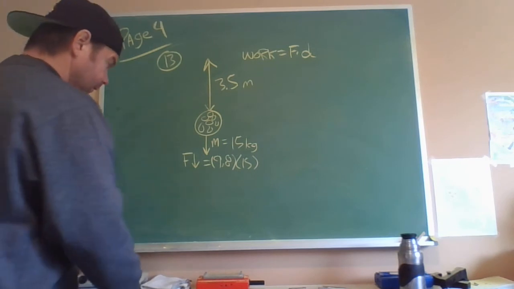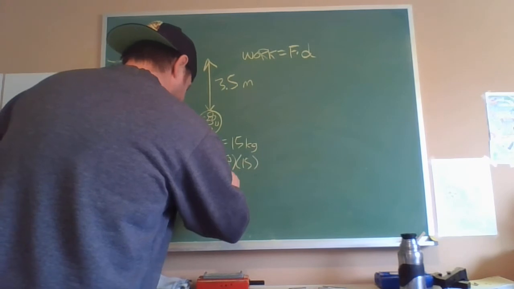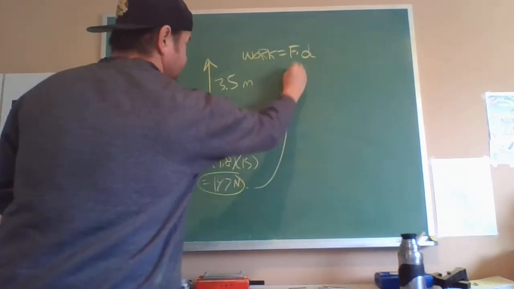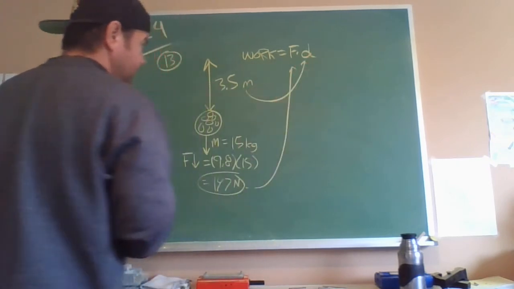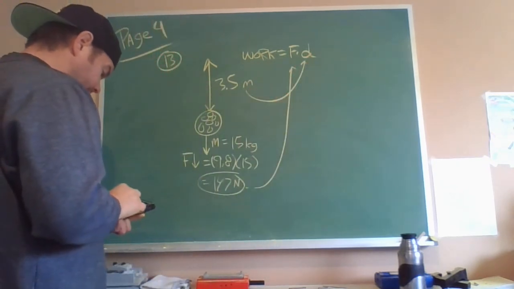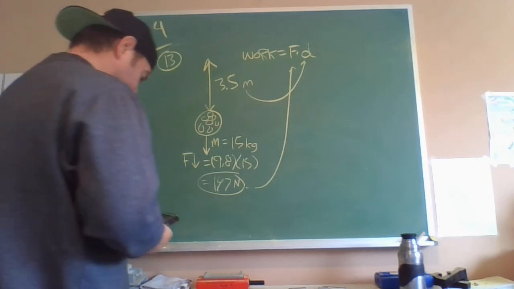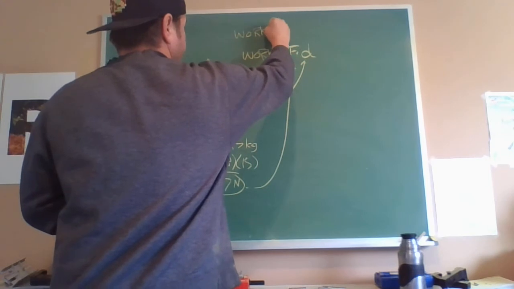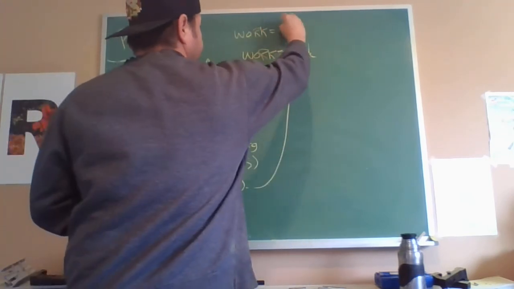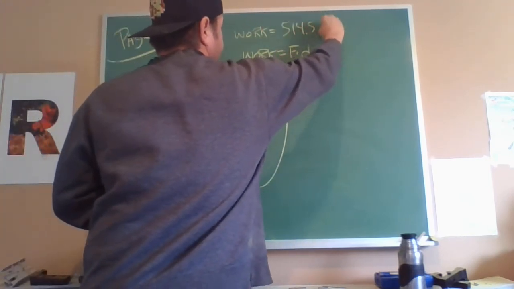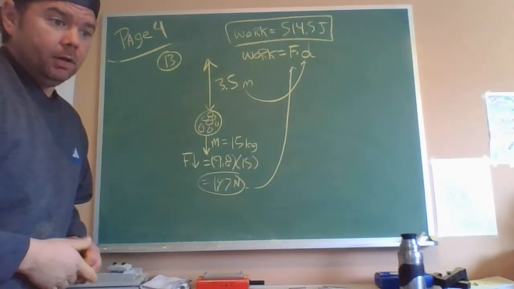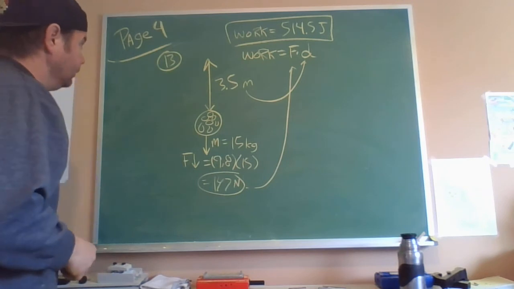That's 147 newtons, which gets put into that. 147 times 3.5 is 514.5 newtons, or joules. So work equals 514.5 joules. Okay? And that is a wrap for number 13. Great, great. Two more to go.